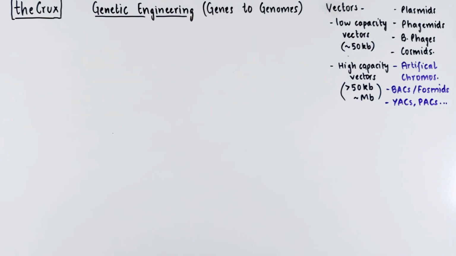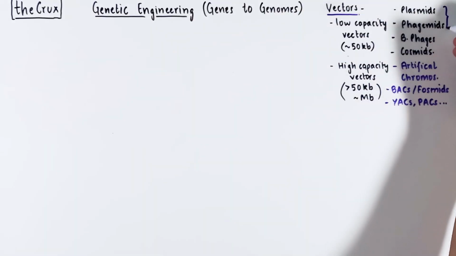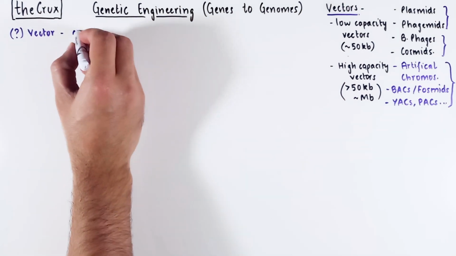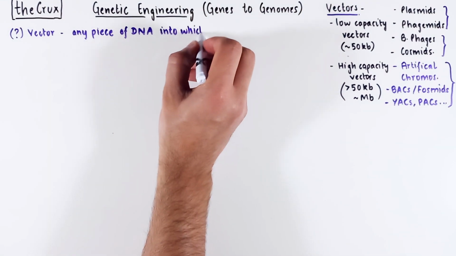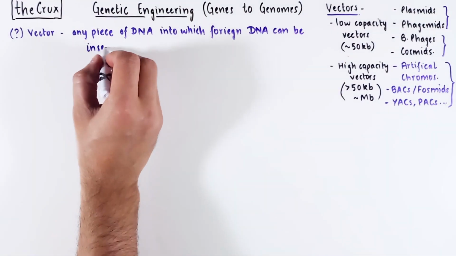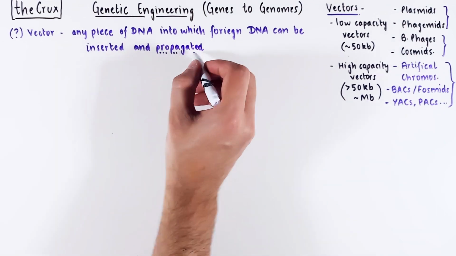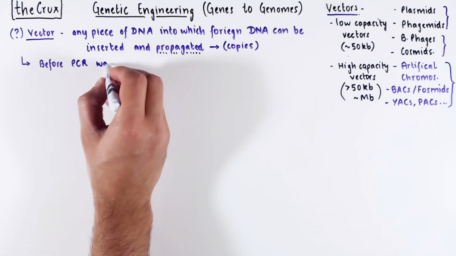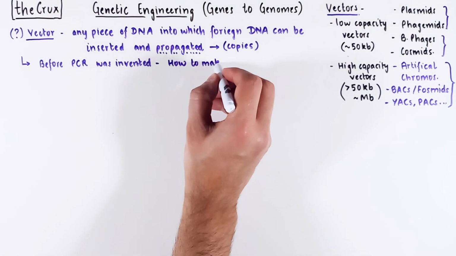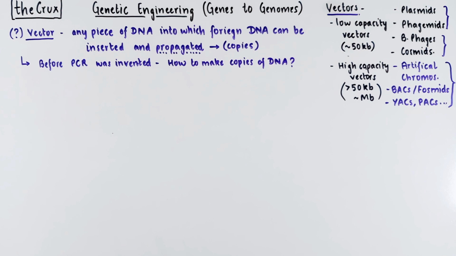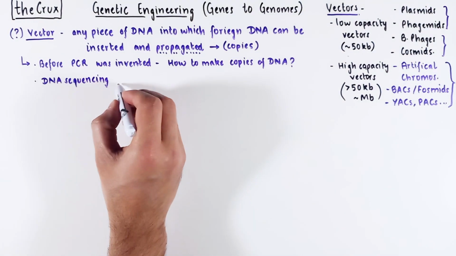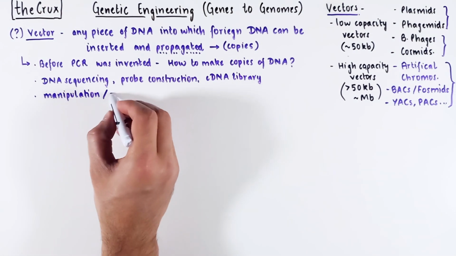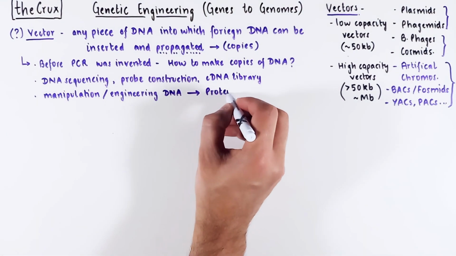To make the information digestible, I will split the discussion on vectors into 3 videos. Just to lay out the basics, a vector is any piece of DNA into which foreign DNA can be inserted and propagated, which means you can make copies of that inserted DNA. Vectors were used to copy DNA before PCR was invented. Additionally, the use of vectors was also realized in DNA sequencing, probe construction, cDNA library generation, and manipulation or engineering of DNA. All this could also be used to make proteins.